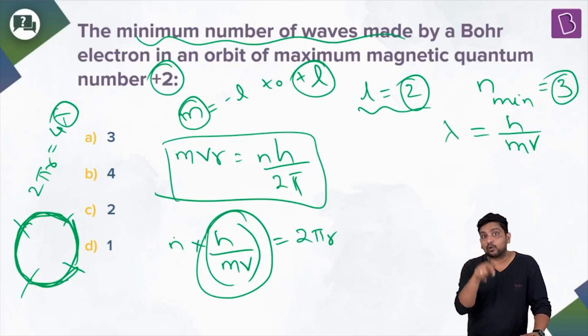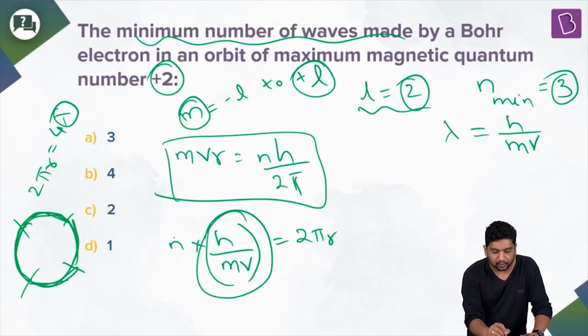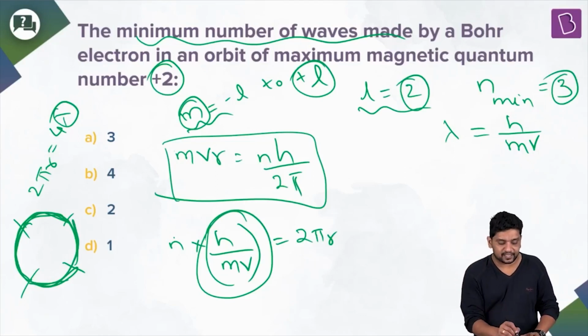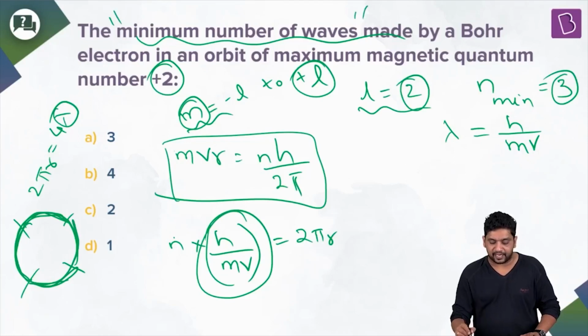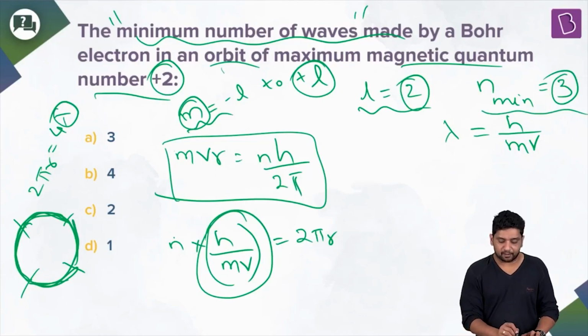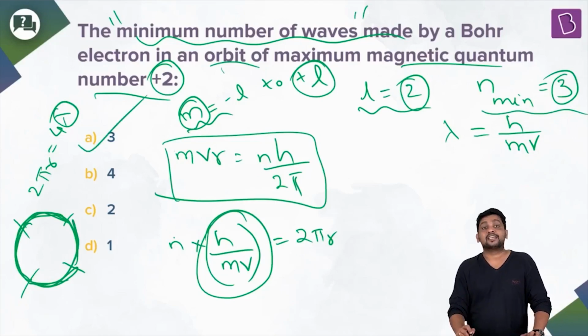N equal to 4 could also have l equal to 2, could also have m equal to plus 2 maximum. So n could have been 4, in which case there would have been 4 waves. n could have been 5, in which case there would have been 5 waves. But what is asked is the minimum number of waves made by an electron in an orbit where the maximum value of m is plus 2. So the minimum is going to happen when n is minimum, which is 3. So the minimum number of waves is going to be 3, which is obviously option A.